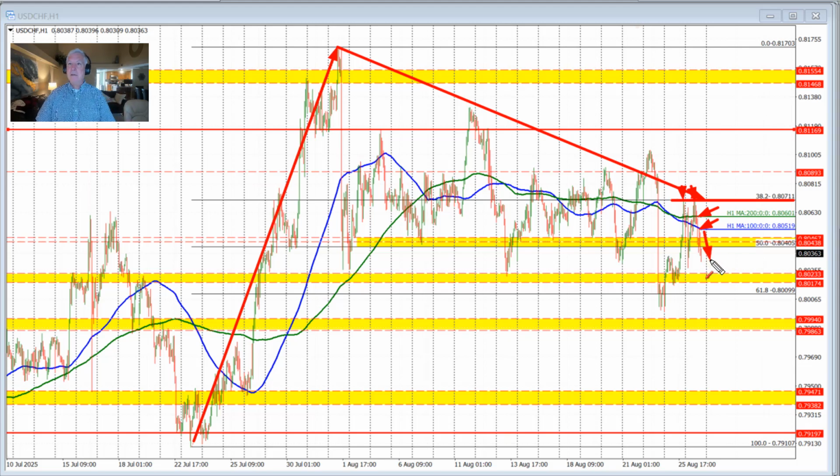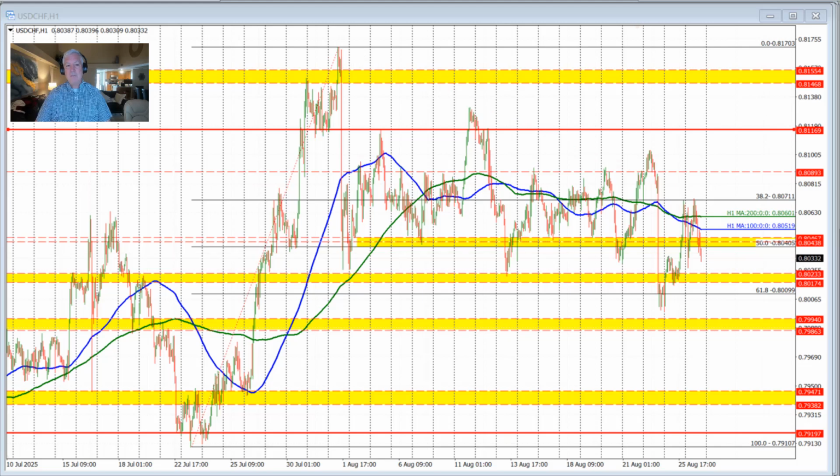So we've put together a couple technical reasons for the downside: off of the 38.2, and off of the correction to the 100-hour moving average, finding willing sellers against that. So that's good for the bears. And as you can see, we're trading to new session lows at the moment. Now, what we have to also be aware of is that history tends to repeat itself.